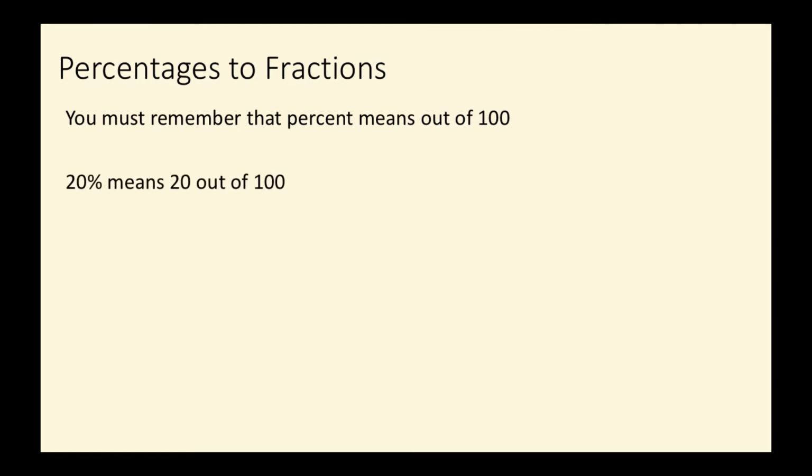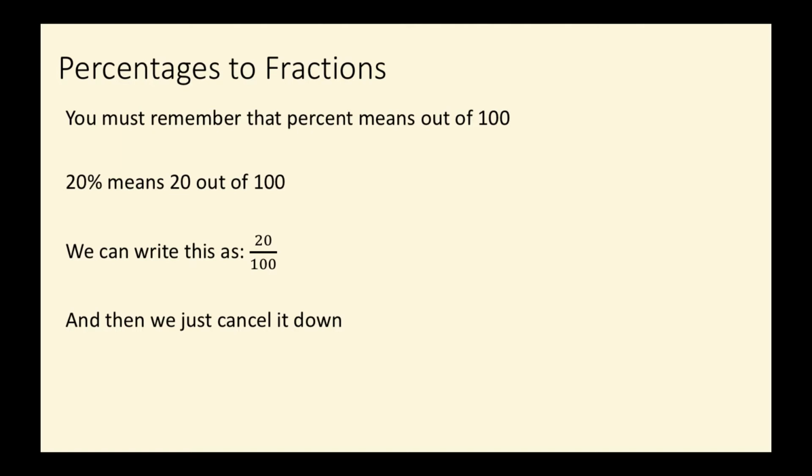So percentages to fractions then now. You need to remember that percent means out of 100 at all times. Percentages to fractions aren't too difficult, so let's look at 20%. So 20% means 20 out of 100. So we can just write it as 20 out of 100 like that. Now, there's something wrong with that though. We need to cancel it down.